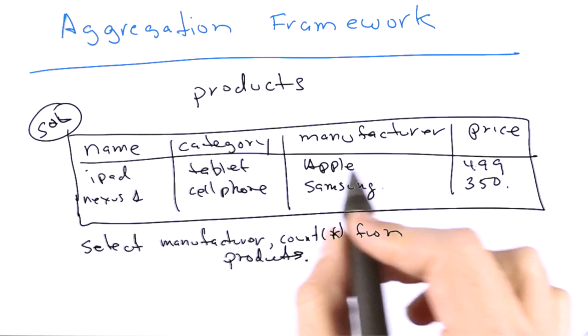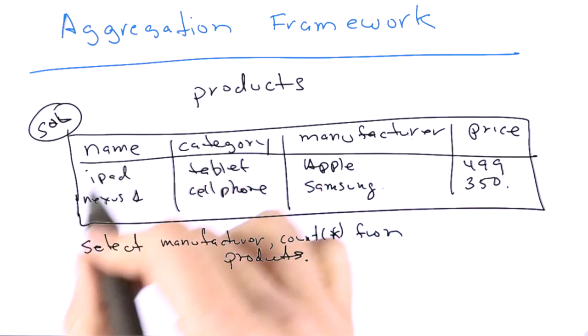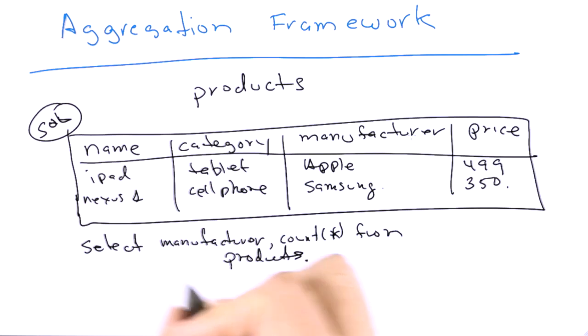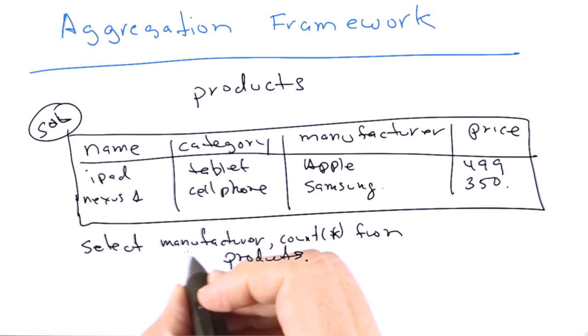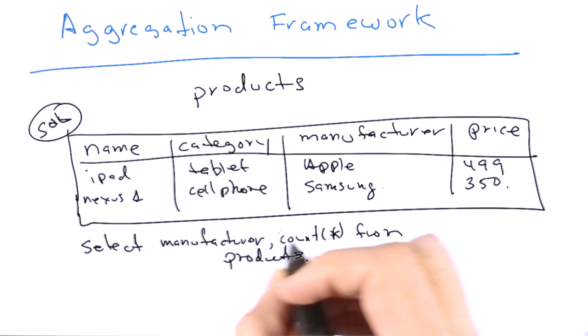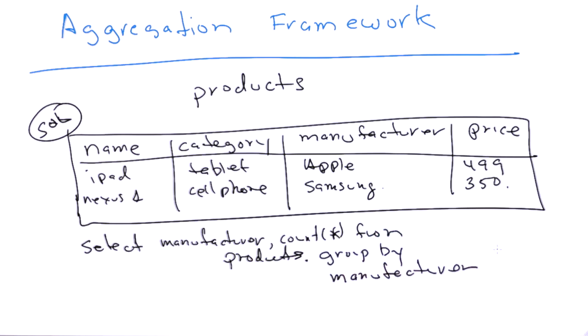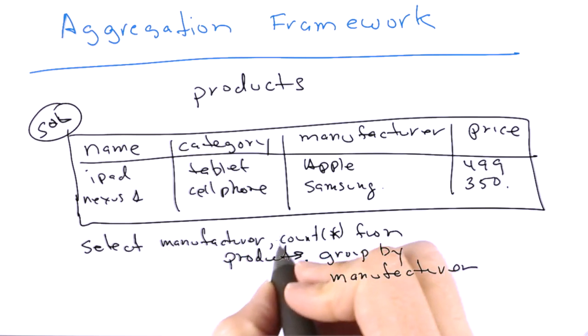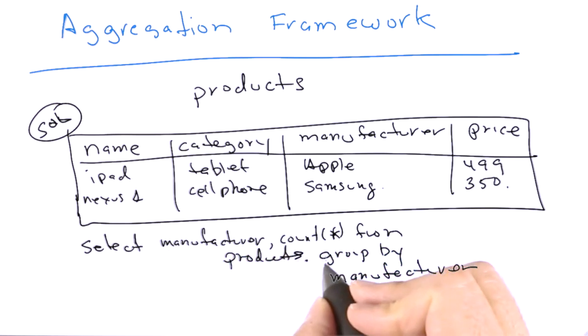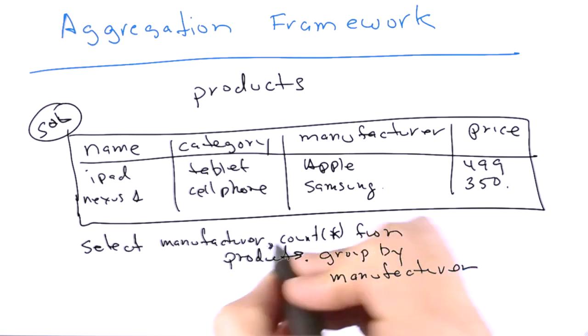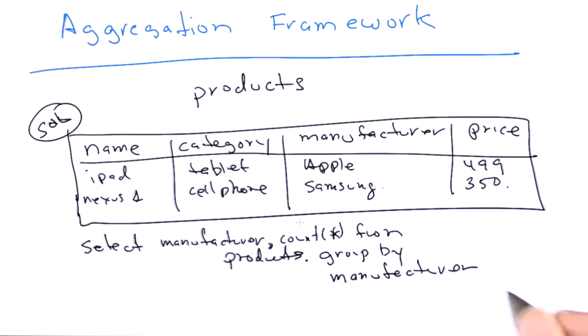It might be an iPad, which is a tablet from Apple with a price of $4.99. If I wanted to get a report of how many products there were from each manufacturer, the way I would do that in SQL is select manufacturer, comma, count star from products, where I group by manufacturer. And this would give me a report that would provide me the number of products from each manufacturer. Again, it's select manufacturer, count star from products, group by manufacturer. There's a comma right here. Now, if you don't understand SQL, this is not critically important, but if you do, it might help you.